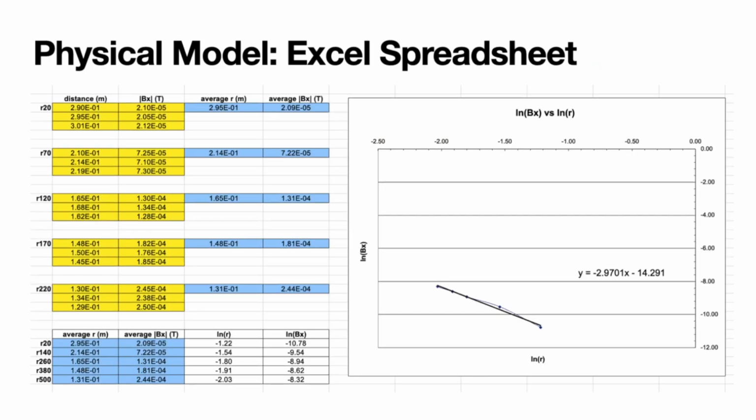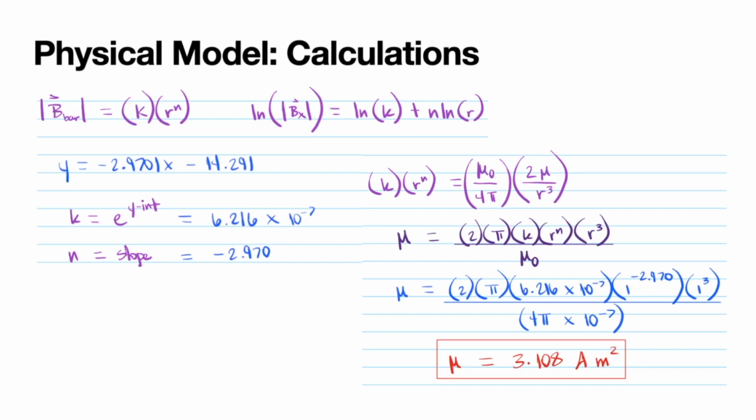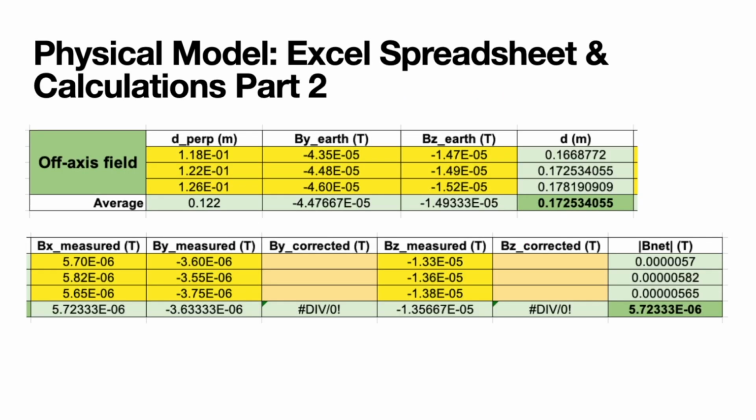For the Excel spreadsheet for the physical model, when the steps outlined in the instructions were completed, these data points were entered into the yellow cells. You can see how some of the formulas were manipulated to get our mu value of 3.108 for the physical model. And then part 2 for the calculations for the Excel spreadsheet physical model. For the off-axis field, you can see that we got a B-net value of 5.72 times 10 to the negative 6.